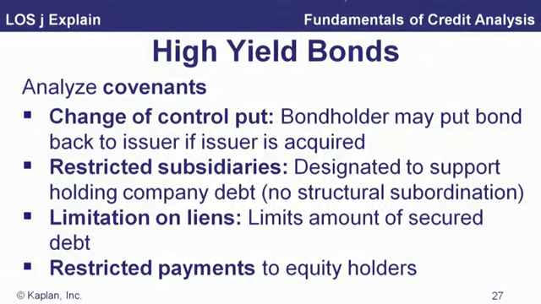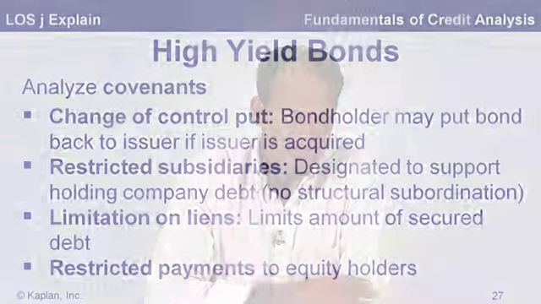Restricted payments to equity holders. We mentioned that a couple of times. It's typical that the company cannot pay dividends to their equity holders unless they are current with their payments of interest and principal on their debt that's outstanding.